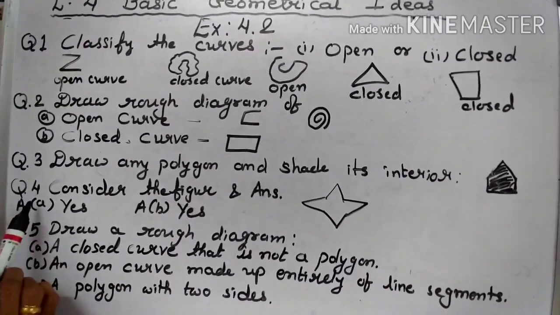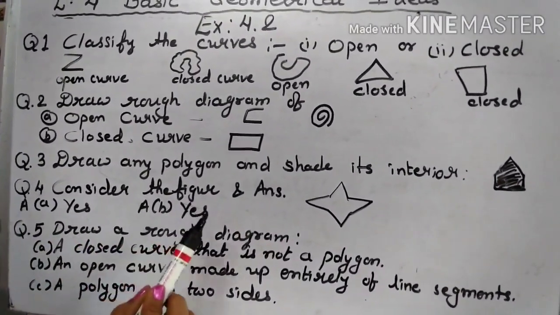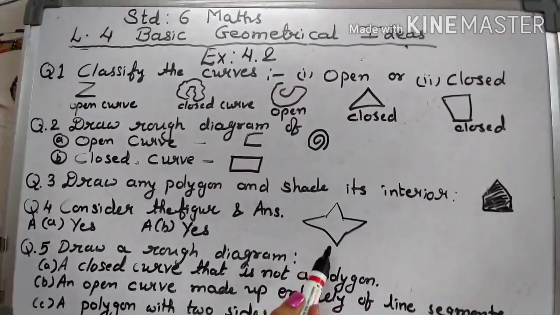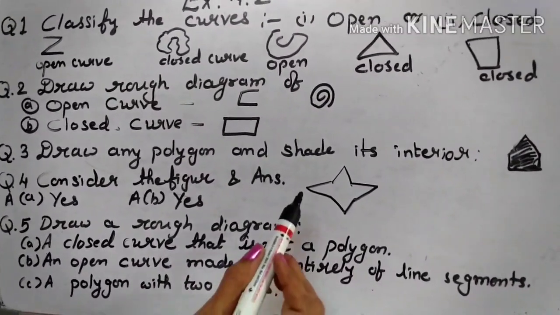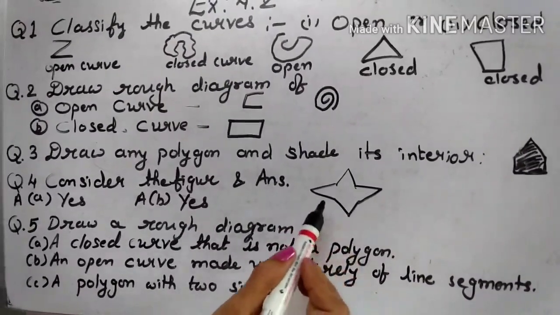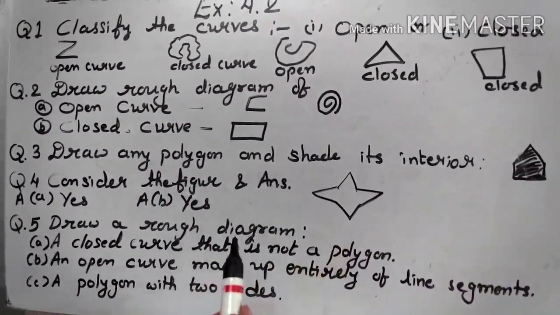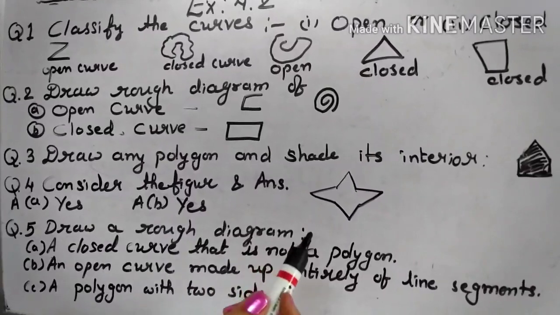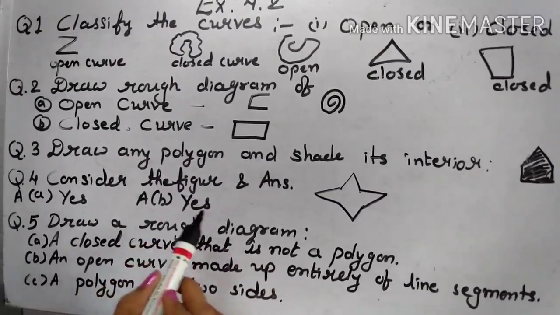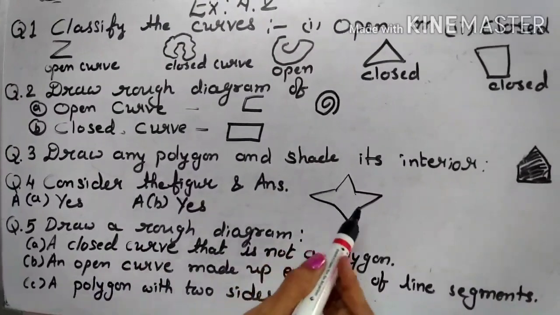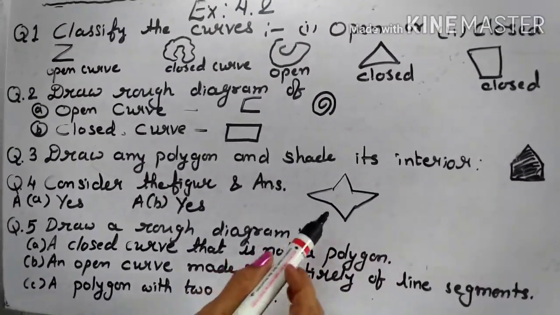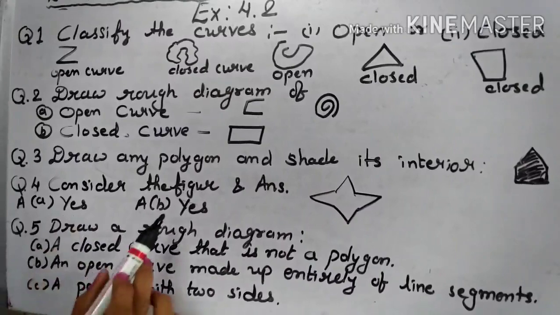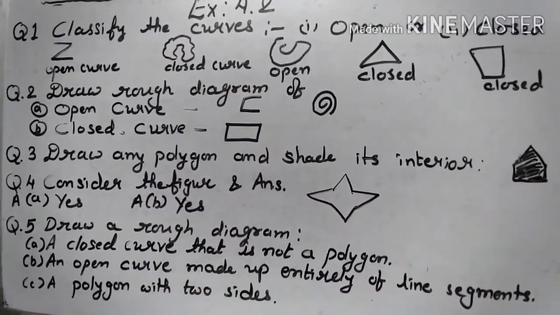Now question number 4. Consider the figure and answer the following. Here one figure is given. You have to answer about this figure. Is it a curve? Yes, it is a curve. Second, B. Is it closed? Yes, it is a closed curve. This figure is a closed curve figure. So, both our statements are correct.